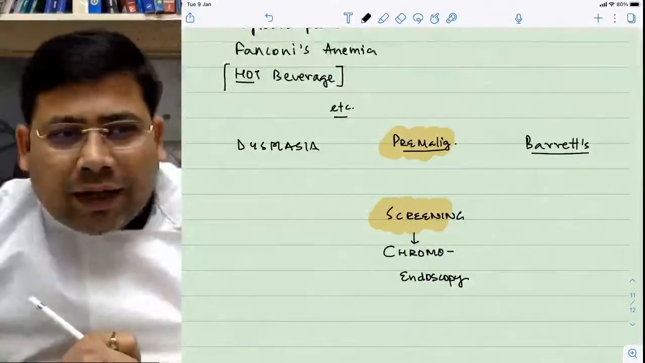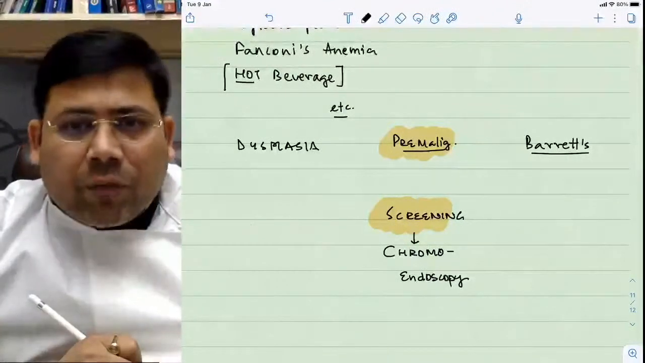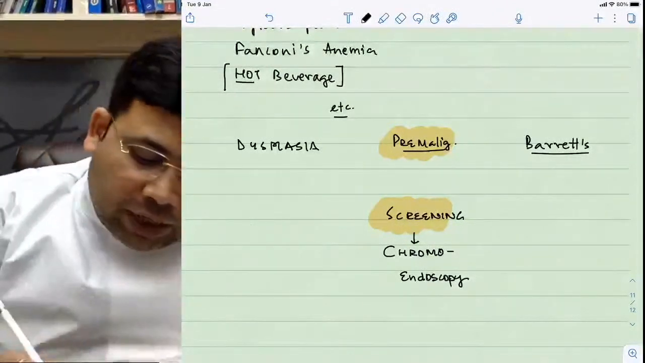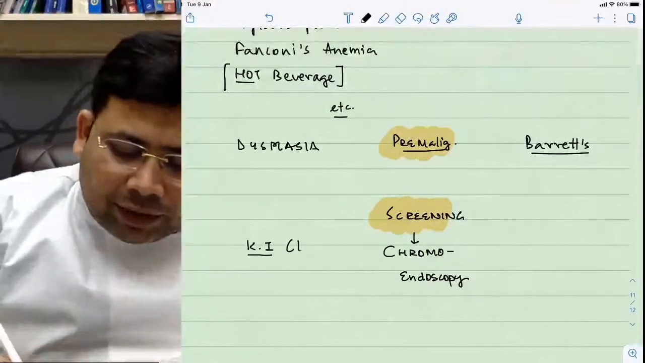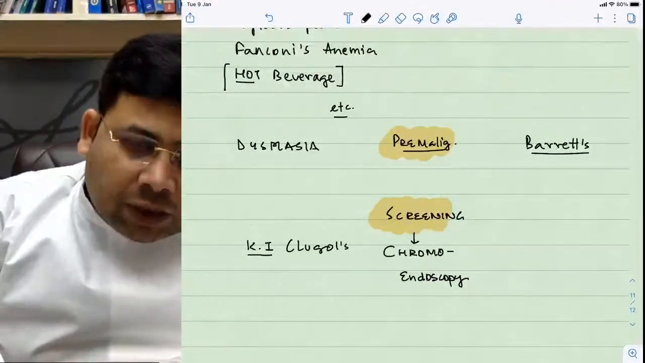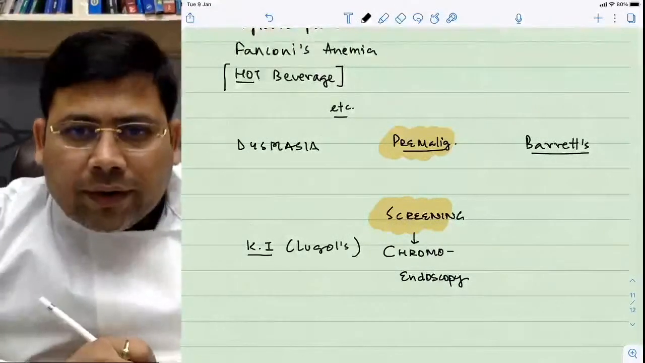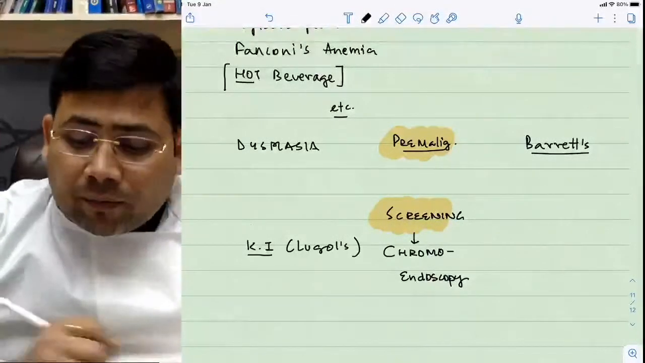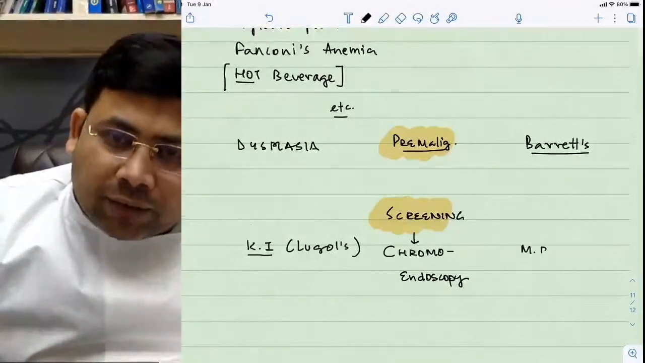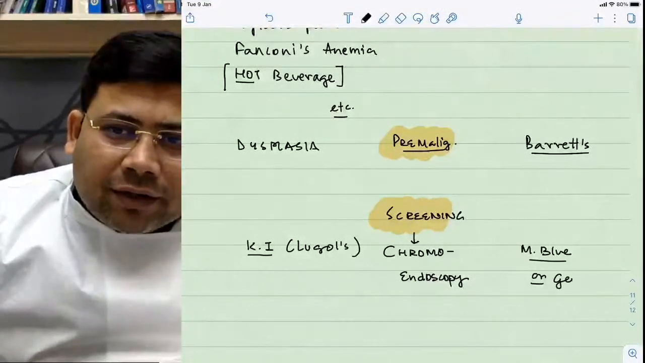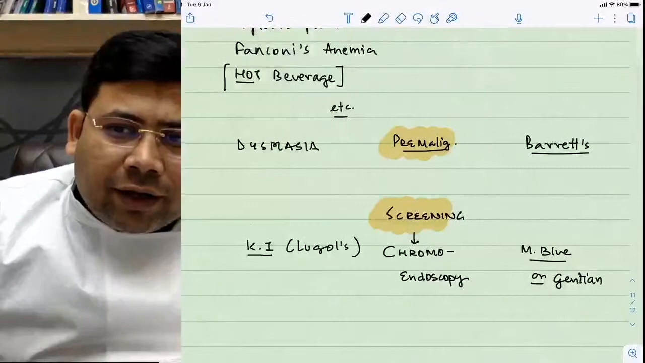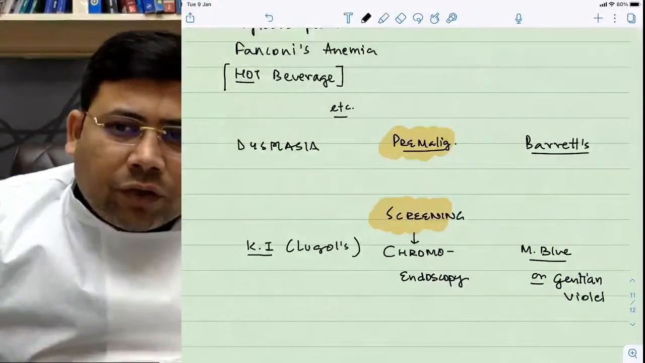If you talk about the agents which are used, they are again very important. Potassium iodide, that is Lugol's solution, is useful for SCC. What about this? Methylene blue, or you can say gentian violet, is again very important. So gentian violet, done.